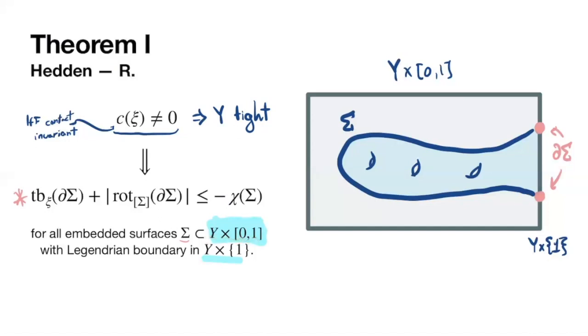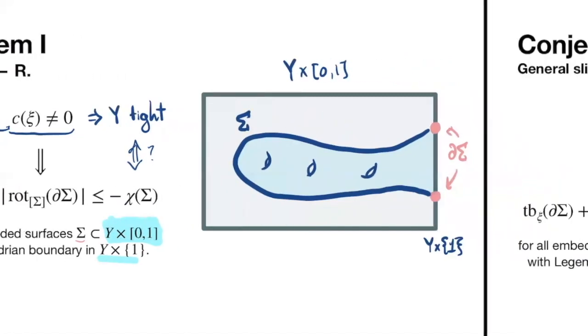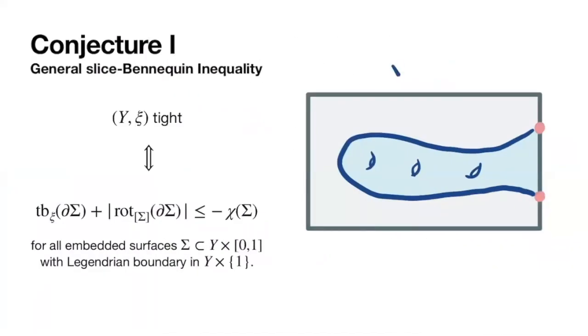And this kind of raises the question, well, does tightness always imply that we have this kind of Bennequin inequality for surfaces in Y cross [0, 1]? And that's exactly the conjecture that Matt and I have. So again, this is Y. Here's my schematic picture, Y cross [0, 1]. This is sigma. The conjecture says that Y, xi is tight if and only if we have this Bennequin inequality for all embedded surfaces in Y cross [0, 1] with Legendrian boundary.